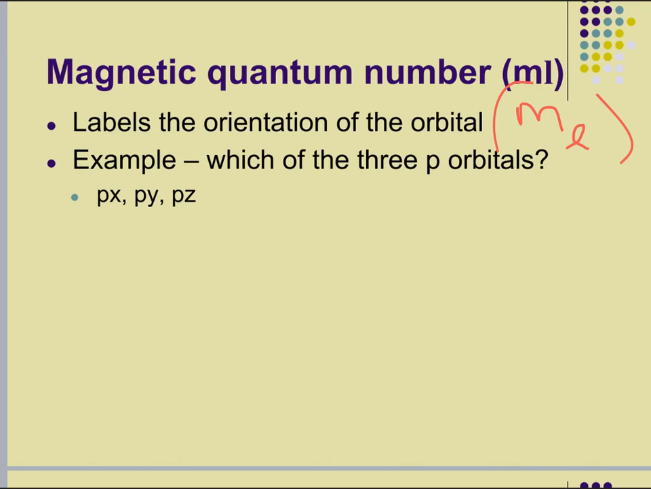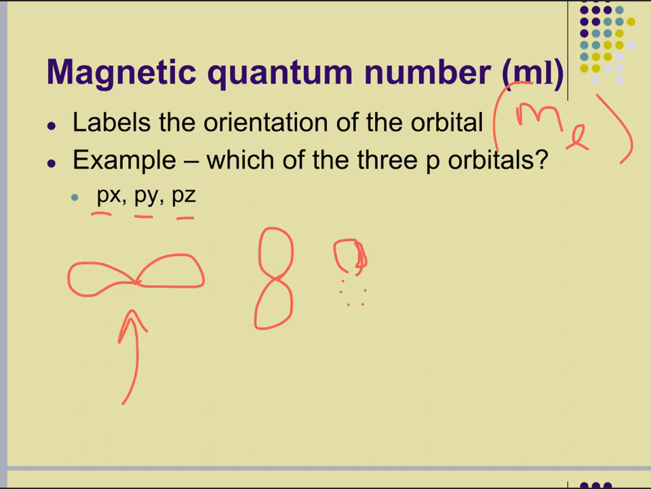So say I have a p orbital. There are 3 possible p orbitals. We looked at the pictures earlier. Px would go left and right on the x-axis. Py would go up and down on the y-axis. And then Pz would be the 3D version. So picture one lobe going back away from you and one coming out towards you. These are 3 different orientations I could have for my p orbital. Saying which orbital I have would be the magnetic quantum number.